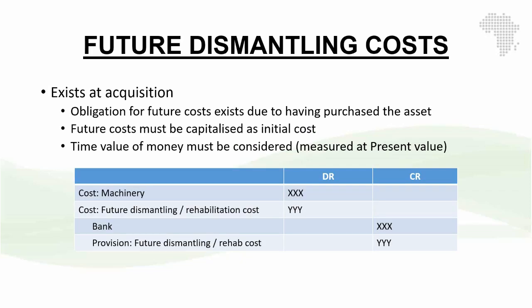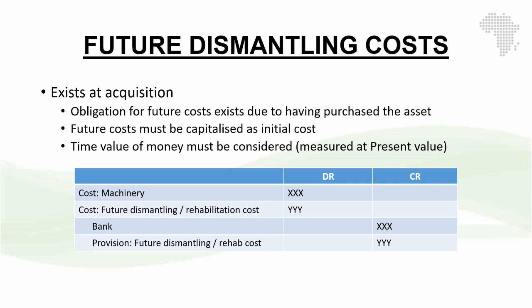So if my obligation exists at acquisition, we have already said we're going to need to calculate the present value for it, because like we said with the abnormal credit terms, time value of money: the value of something today is not the same as the value of something in 5 years or 20 years. So I know that in 20 years, I'm going to have to spend 5 million Rand to restore this site or dismantle this plant. But the value of that 5 million in 20 years is not the same as the value today. So I need to calculate my present value for that 5 million today and recognize that.